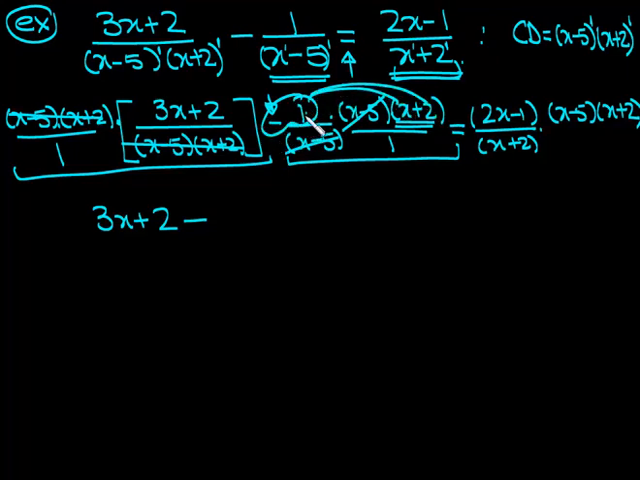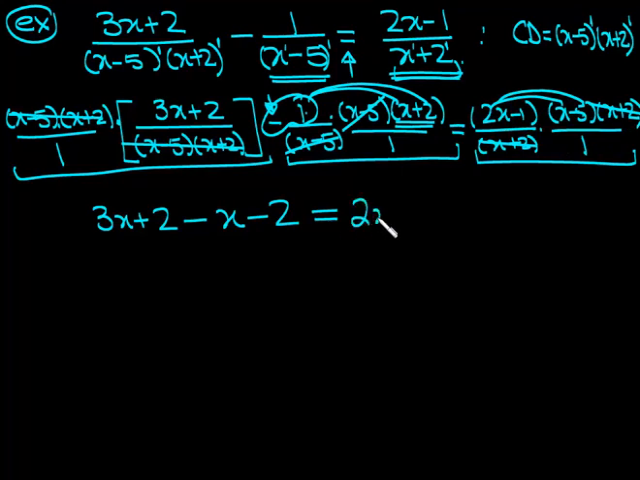I want to distribute that. Negative 1 times x is negative x. Negative 1 times 2 is negative 2. Is equal to, out here again in this term, you can see x plus 2's cancel. So you're left with this product here, because this is over 1. So you can go ahead and distribute here.